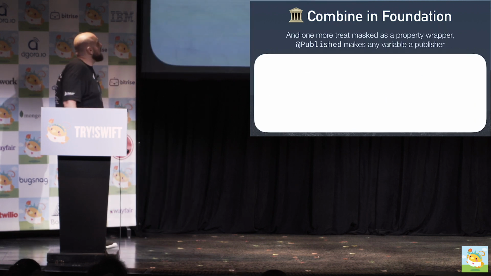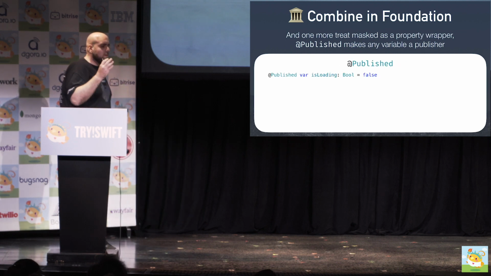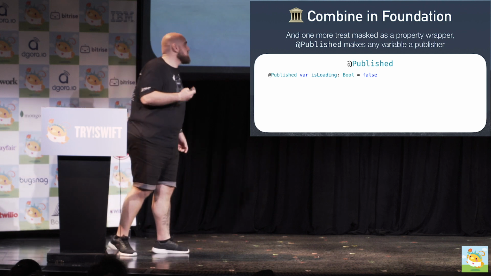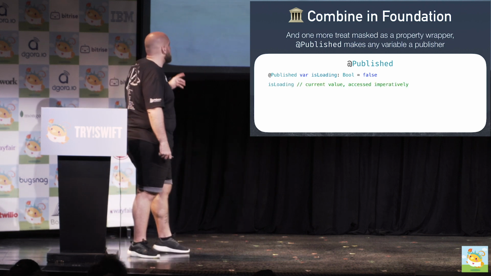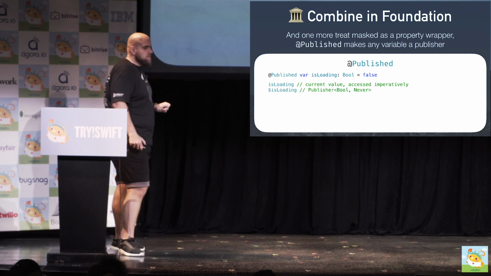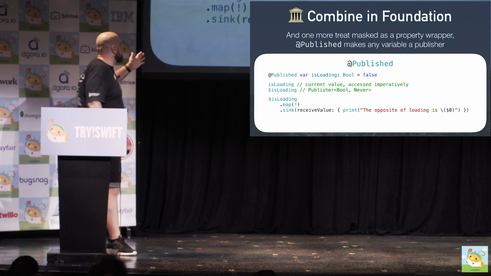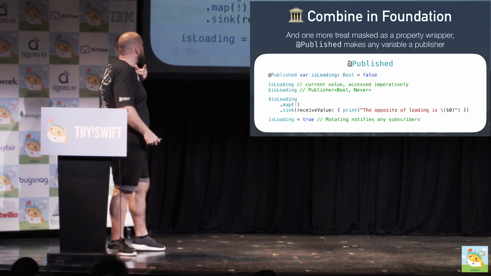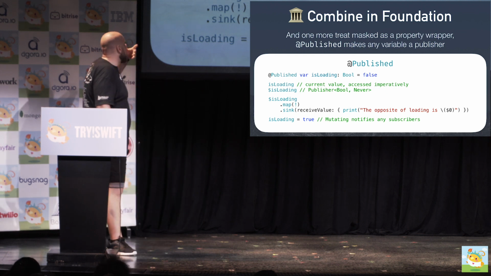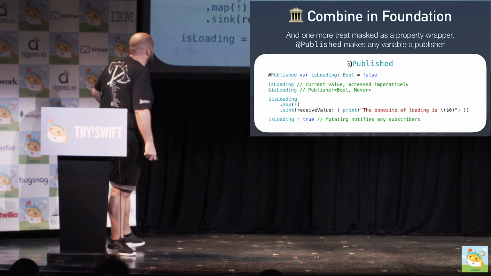One final treat is, as a property wrapper, we have @Published. That makes any property you want a publisher itself. You can use it just like a regular imperative property variable, but once you use the dollar syntax, it becomes a publisher. And you can subscribe to it just like any other publisher you have. And you can even mutate it directly like you would any other property, and it would emit to any existing subscriber. So it's really, really useful and powerful.